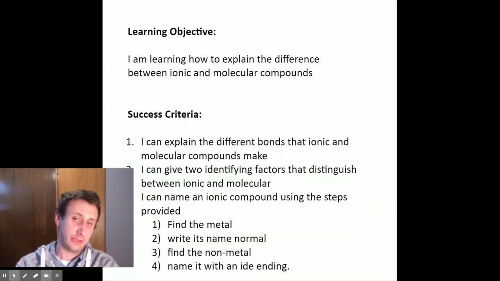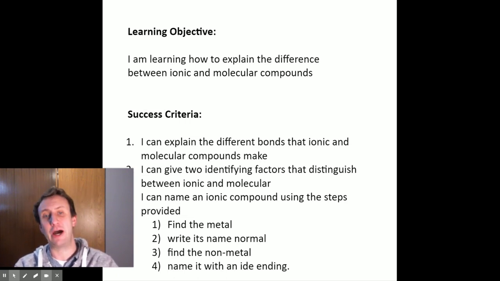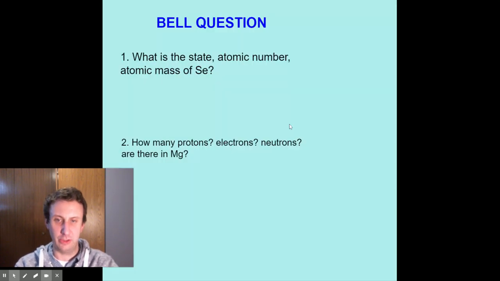So here are our learning objectives for today. You are learning how to explain the difference between ionic and molecular compounds. So how you will know that you have had success is if you can explain the different bonds that ionic and molecular compounds have or make inside of them. If you can give two identifying factors that distinguish between ionic and molecular. So how do you know which one is which? And then you can name an ionic compound using the following steps. And we're going to go through that as we go.